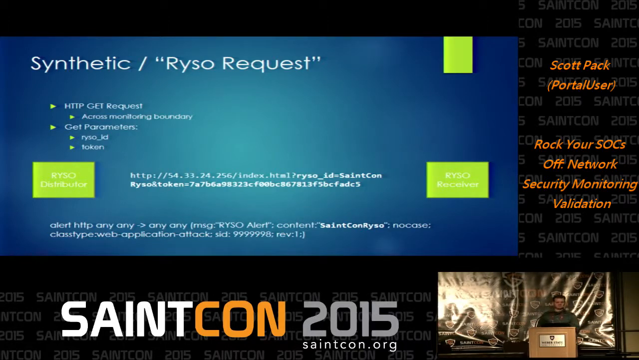So instead of abusing an existing signature in these NSM stacks, I wrote or worked with other people to write a handful of signatures that were just looking for something benign. In this one, it's just looking for HTTP traffic containing the string in it somewhere SaintCon Riso. So it's a good idea to make that a lot more random. I usually use a 32 character random string, usually a hash sum of some file that I have on my desktop.